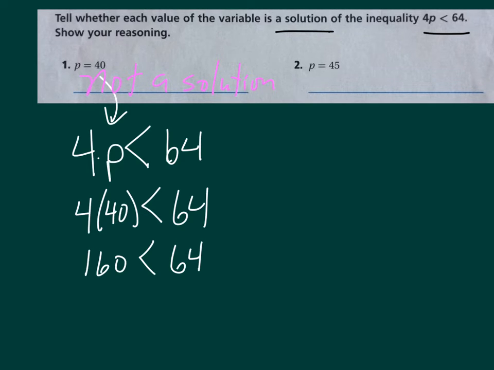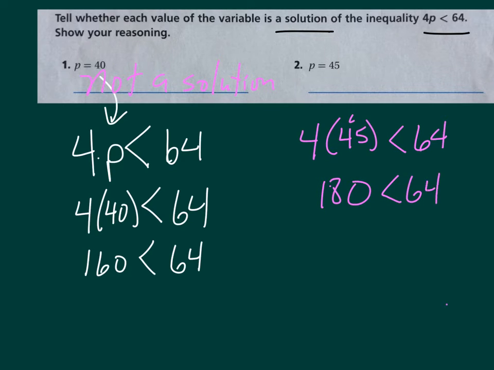Now let's evaluate 45. If I write 4 and in place of p, I write 45, less than 64. Again, just multiply it out. 4 times 5 is 20, carry your 2, plus 4 times 4 is 16, plus 2 is 18, so it's 180 is less than 64. And again, this is also not true. So therefore, this is also not a solution.